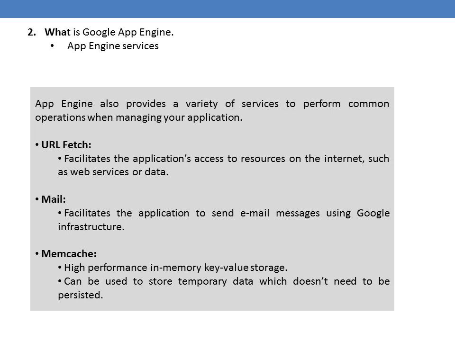App Engine also provides a variety of services to perform common operations when managing your application. URL fetch facilitates the application's access to resources on the internet, such as web services or data. Mail facilitates applications sending email messages using Google infrastructure. Memcache is a high performance in-memory key-value storage that can be used to store temporary data which does not need to be persistent.